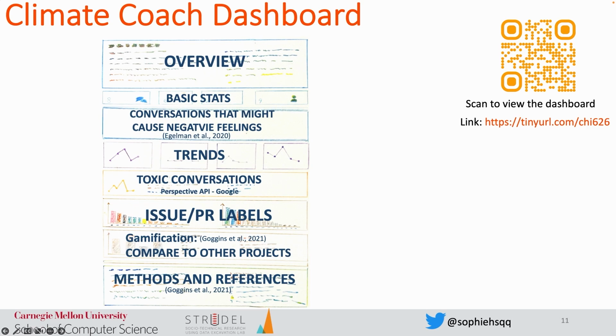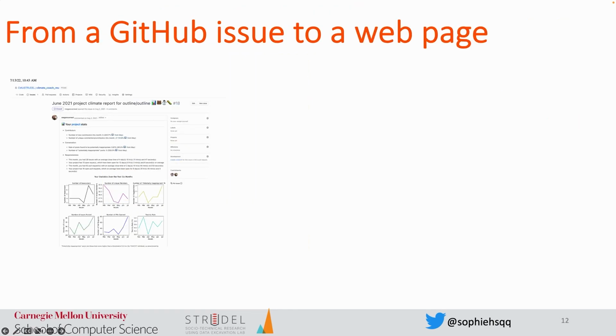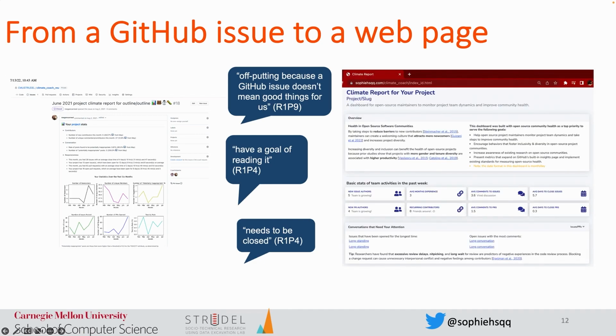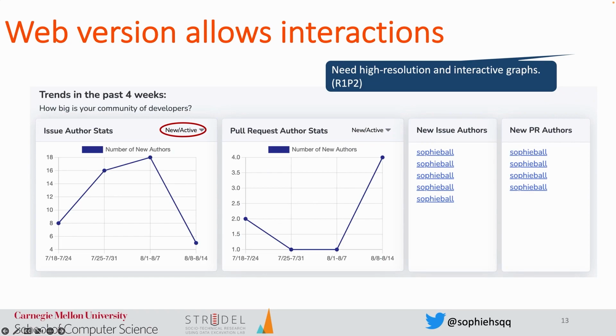Now I will go over some of the big changes we made based on the feedback we received from the think-aloud interviews. Initially, we made the dashboard as a GitHub issue. However, several maintainers told us that a GitHub issue can put off maintainers because they feel like they have a goal of reading it and that a thing needs to be closed. Therefore, our second design takes the format of a web page. The web version also allows interactions and high-quality graphs as requested by an interviewee.